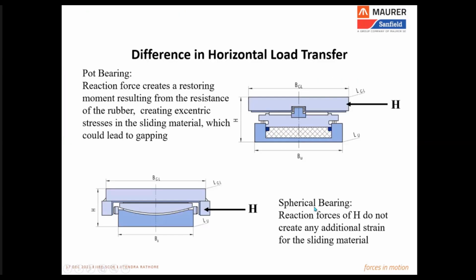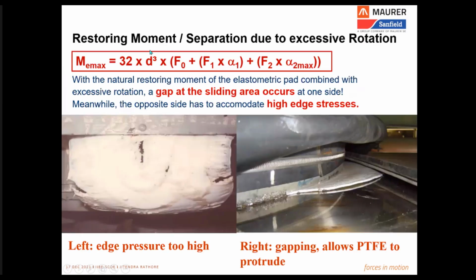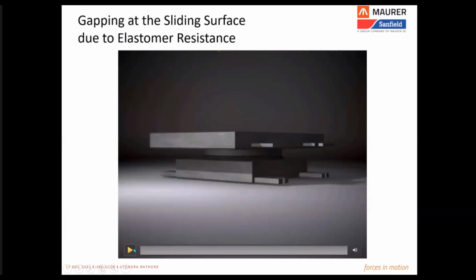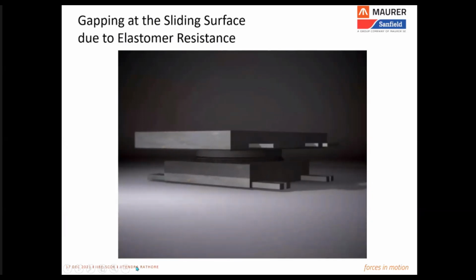Another issue which is a very important point in performance of the bearings is the restoring effect. The restoring effect of the elastomer pad. If you refer to the IRC 83, you will find this equation there inside, and this equation is for the restoring moment or the elastomer stiffness. And it causes a detrimental effect on the sliding material. And why? We understand through this animation.